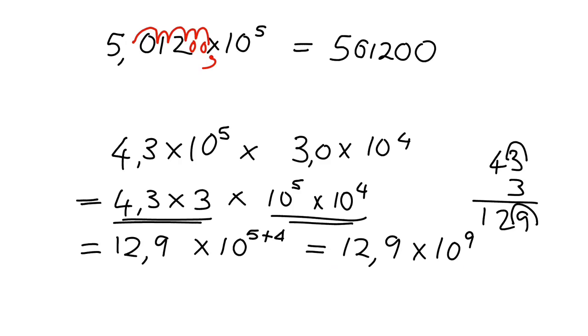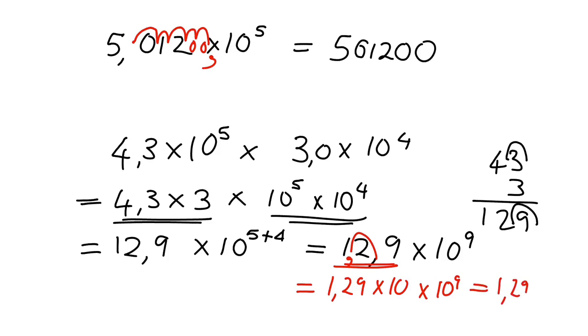Now, is this answer written in scientific notation? It's not, right? Because what's before the comma is 12, and with scientific notation, we want a number that is either 1, 2, 3, 4, 5, 6, 7, 8, 9. So it can't be 12. So we need to put this back into scientific notation, and we want to put the comma there. 12,9, if we were to write it in scientific notation, would be 1,29 multiplied by 10. And then we still had that original 10 to the 9 there. And so we will have 1,29 multiplied by 10 to the power of 10.